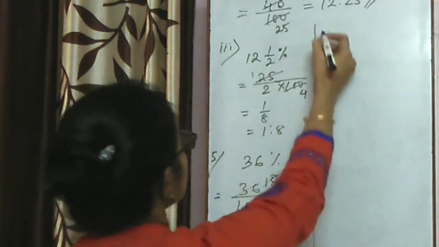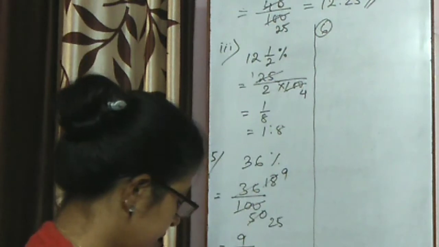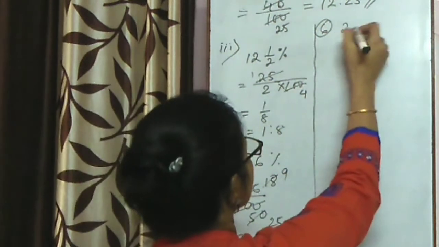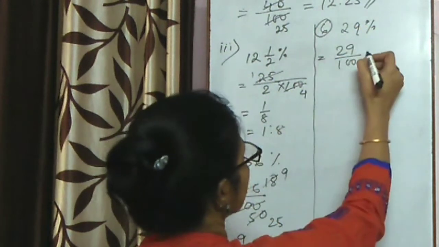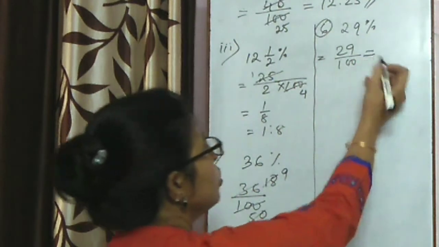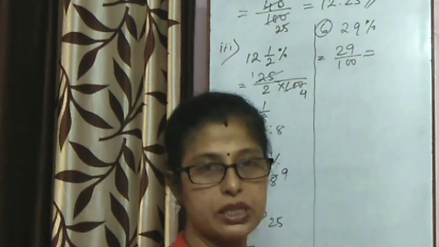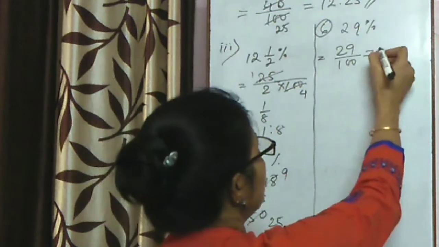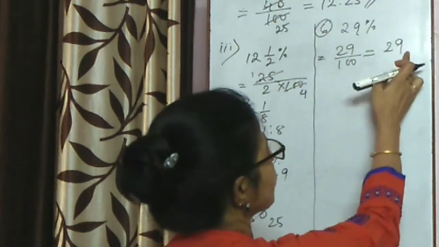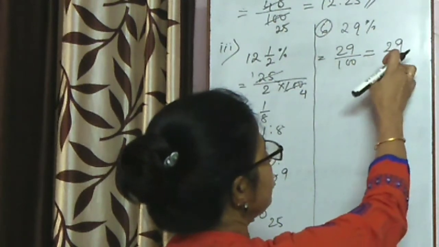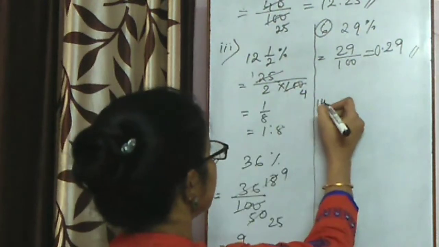Question number 6. Convert each of the following percentages into a decimal. 29%. So what shall I do? 29 by 100. And as you all know, whenever there is 1 and zeros, that means 100, 1000, 10,000, lakh, then we don't have any problem. Just write the numerator and count how many zeros there are. 2 zeros. So from the right you count 2 figures, 1, 2, and place the decimal. Here is the answer.